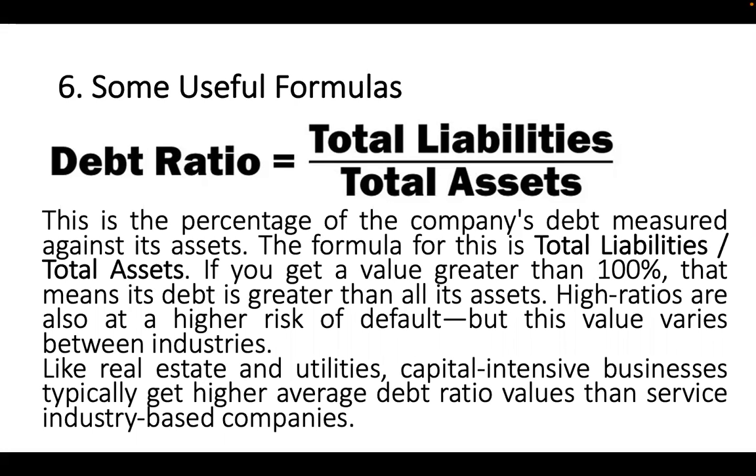If you get a value greater than 100%, it means more than 1. That means its debt is greater than all its assets. अगर 100% से ज्यादा आंसर आ रहा है तो इसका मतलब है कि हमारा डेट कंपनी के एसेट से ज्यादा है. High ratios are also at a higher risk of default, but this value varies between industries.